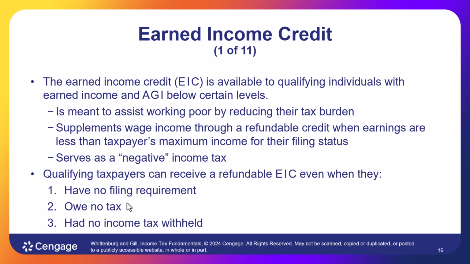So when we're talking about Earned Income Credit, or EIC, it is available to qualifying individuals who have earned income and AGI below certain levels. It's meant to assist working poor by reducing their tax burden. So EIC is refundable. It supplements your wage through a refundable credit when earnings are less than the maximum income for their filing status. It serves as negative income tax. Why? Because you get it refunded and you don't pay it. Qualifying taxpayers can receive a refundable EIC when they have no filing requirement, owe no tax, and had no tax withheld.